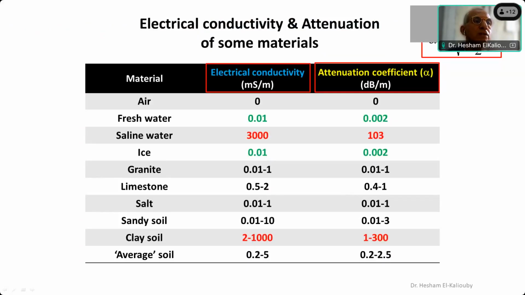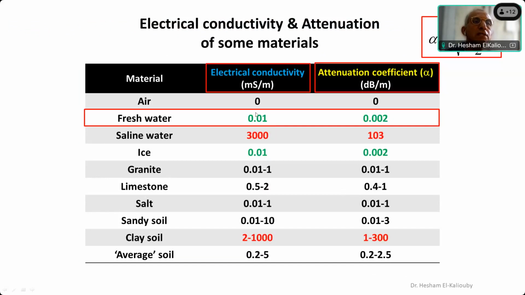For different earth materials, for example, air, or fresh water: fresh water is electrically resistive, about 0.01 millisiemens per meter. And as a result, the corresponding attenuation factor alpha is almost close to zero. So it is not a problem. GPR can work in fresh water easily. However, it just slows down the movement of GPR, but it can go through it without any problem.